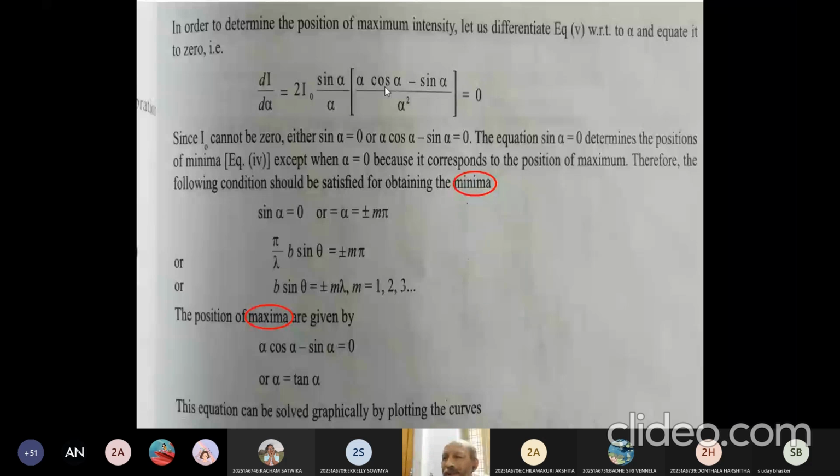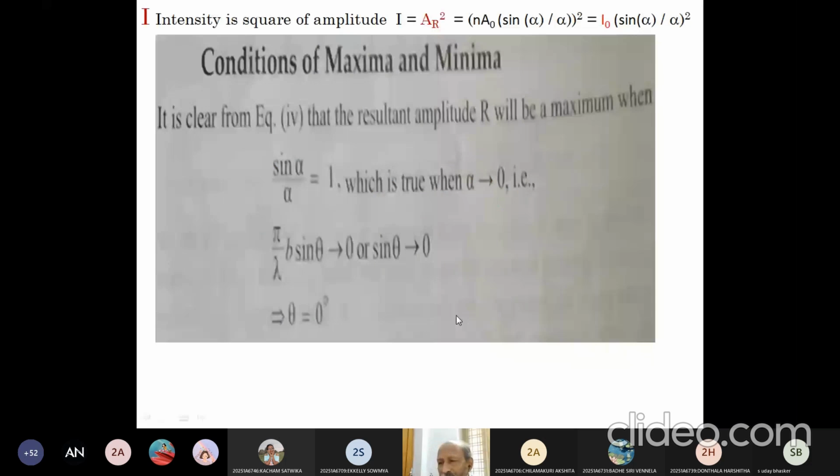And to get the condition for maxima, the remaining term, alpha cos alpha minus sin alpha, should be equated to 0. That implies alpha is equal to tan alpha is the condition where you will get maximas. Now this is what is to be done.